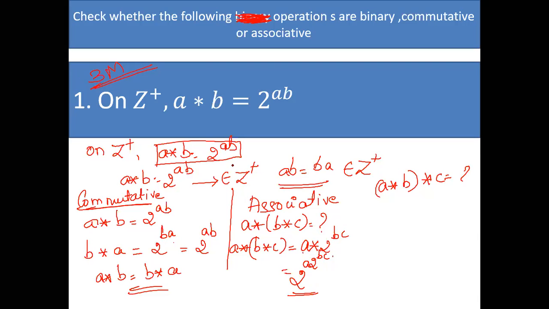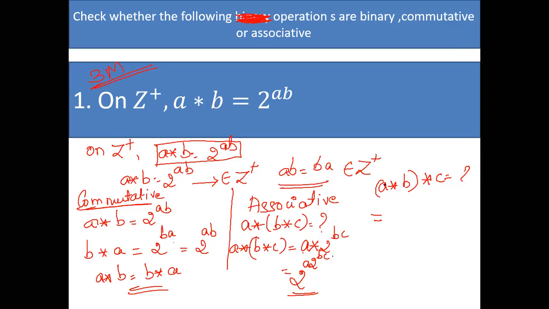So how is the definition? A star B is 2 to the power AB. So you have to write 2 to the power A into, in place of B, now my number is 2 to the power BC. So wherever B was, replace it with 2 to the power BC. Hope this was clear.